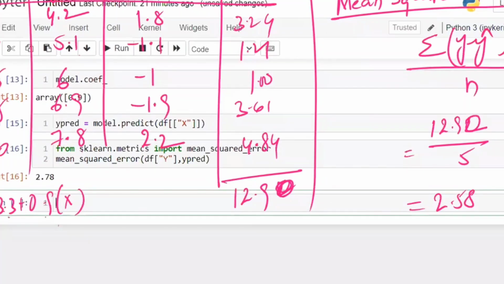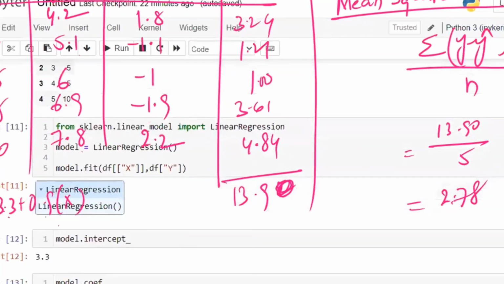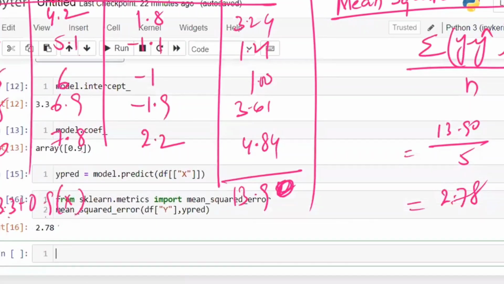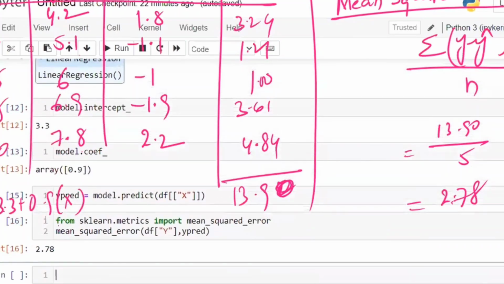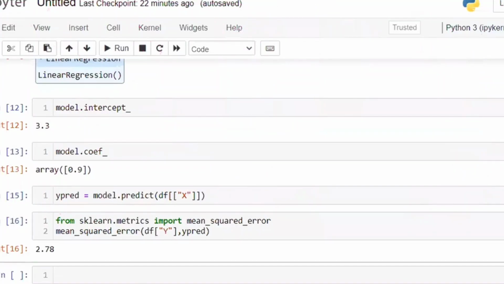Why 2.78? When you call mean square error, automatically it does the same thing. Whenever you ask for model.predict, first it will predict the values. Whatever mathematical calculation I am doing is the backend code of that. For this data, if I apply the linear regression, the equation is going to be 3.3 plus 0.9x with an MSE of 2.78.